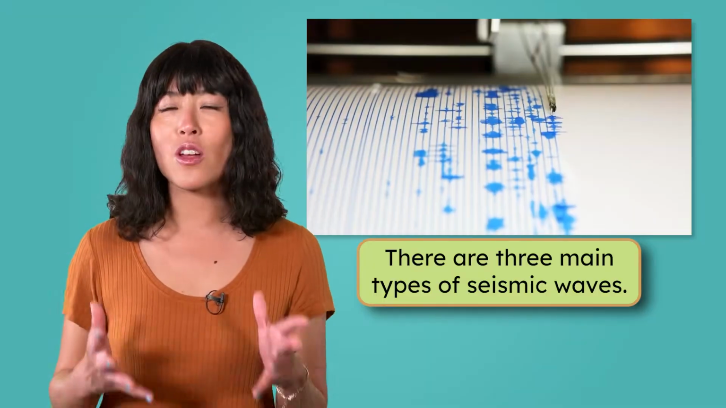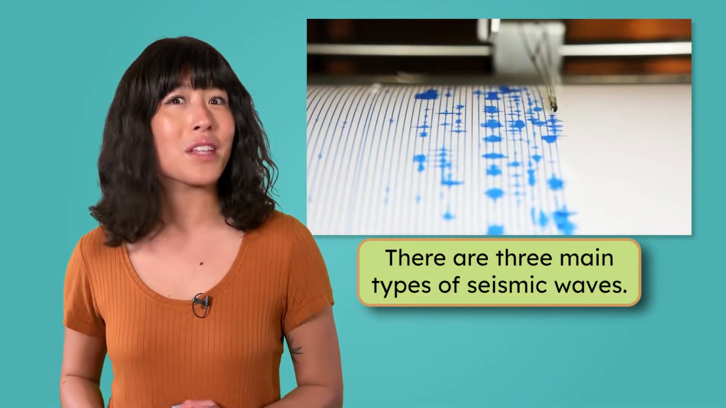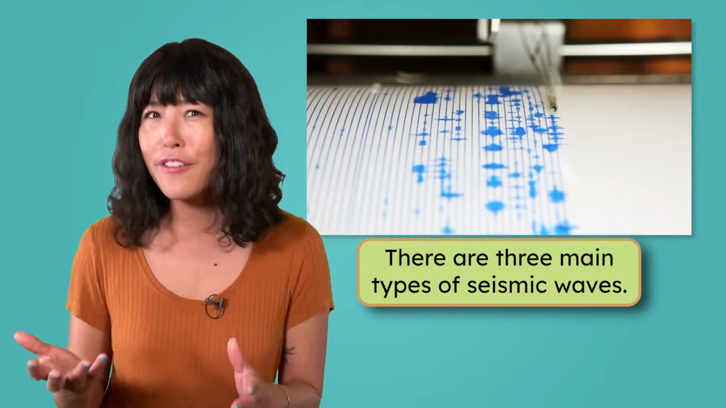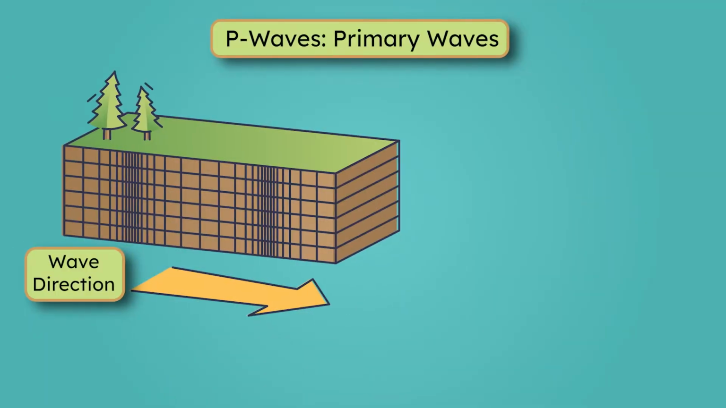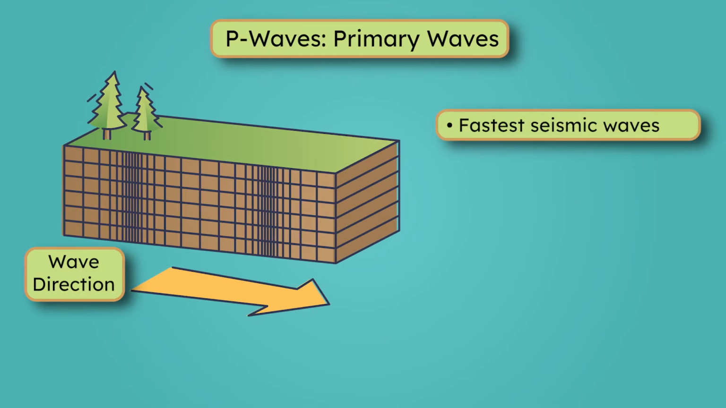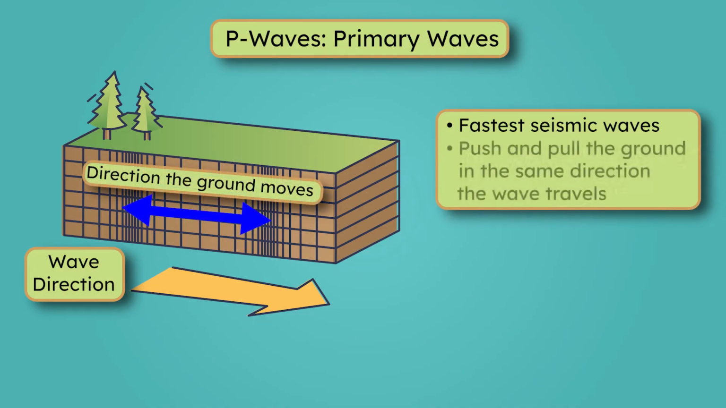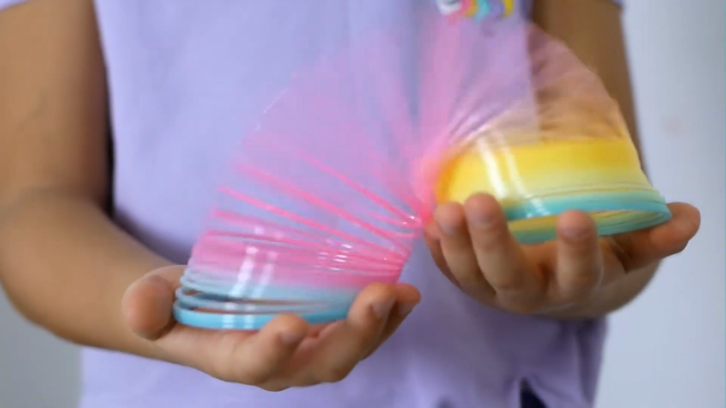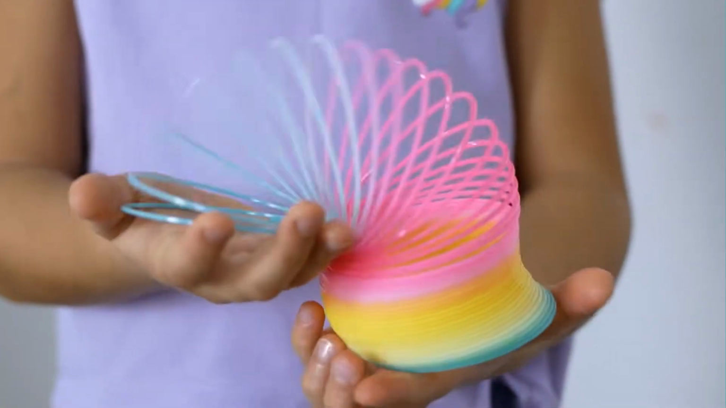Scientists have discovered that there are three main types of seismic waves, and each one moves through Earth in a different way. The first type is P waves, or primary waves. P waves are the fastest seismic waves. They move by pushing and pulling the ground in the same direction the wave is traveling. P waves can travel through solids, liquids, and gases. In some ways, it is similar to the movement in a slinky.